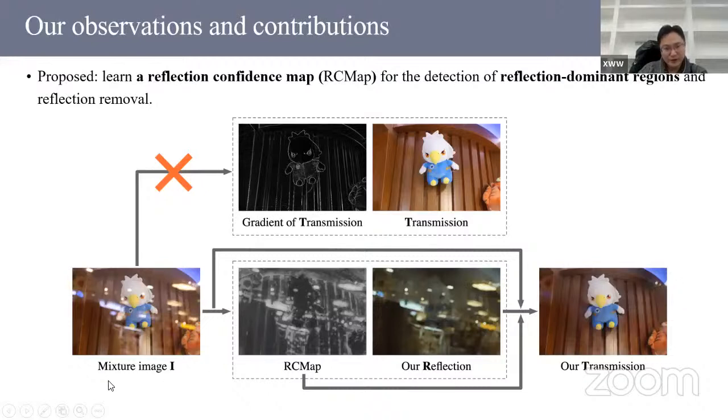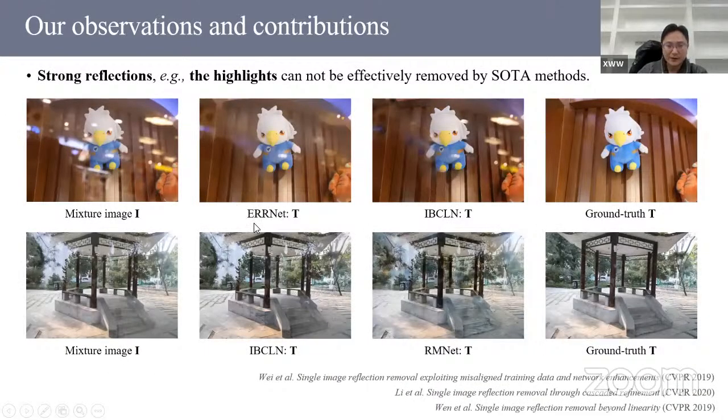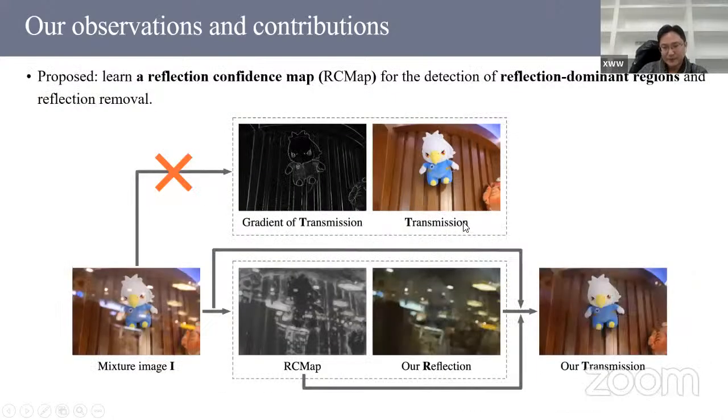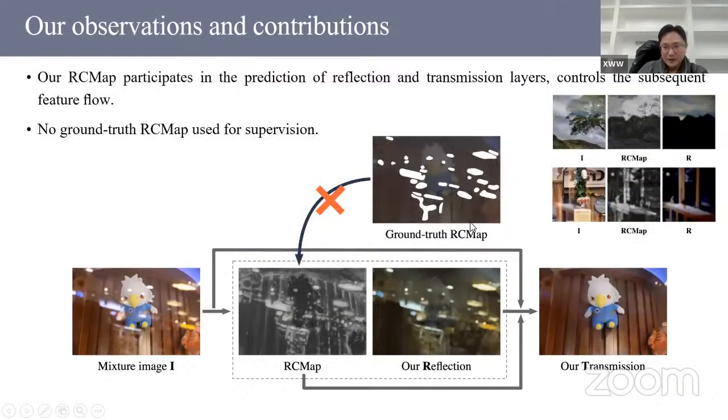The stronger reflections on the original captured image are almost removed. Comparing with the state-of-the-art deep learning-based reflection removal algorithms, we can see the difference. So this is their result. This is our result. And these are additional results. We show that our network can detect the strong reflections from the input image.